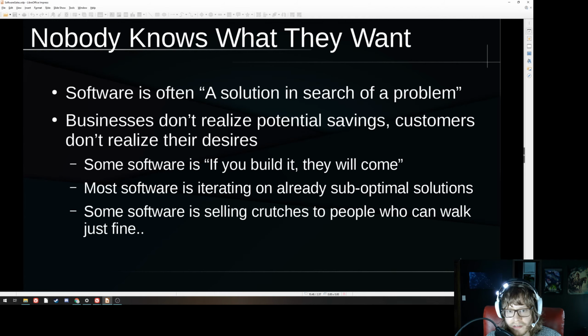Many businesses don't realize what they could save with software products. They don't realize what they could possibly do, how many people they could potentially move or get rid of their salaries by automating away their jobs. Customers often don't realize their desire. There's the famous Steve Jobs quote of giving people what they want, usually yielding nothing interesting.